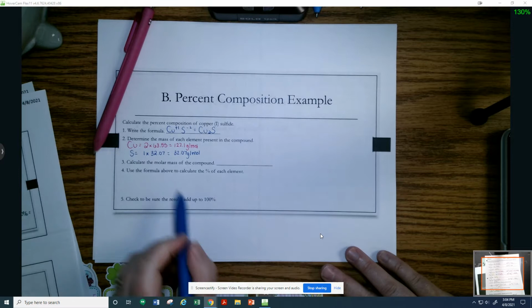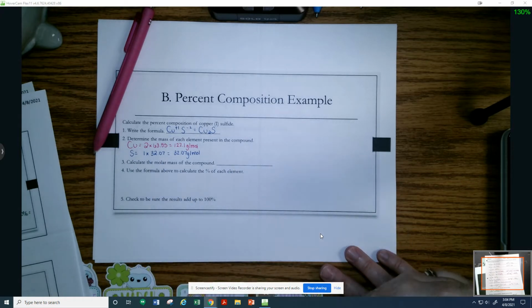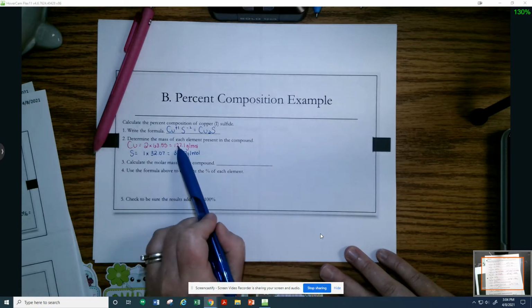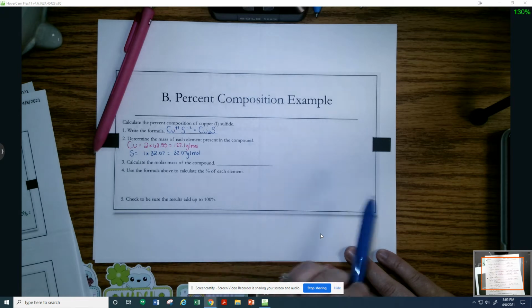So again, what I would like you to do different from what we've done with molar mass in the past is we've just calculated and added it all up and got 1 total. Go ahead and find the molar mass of each individual piece or each individual element within that formula.